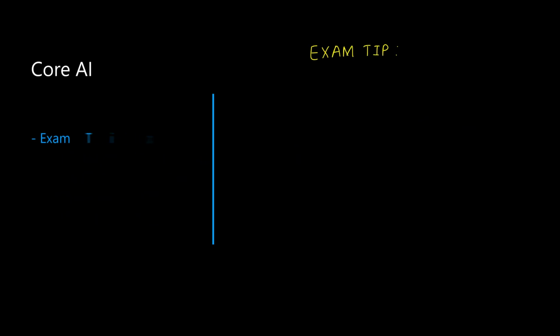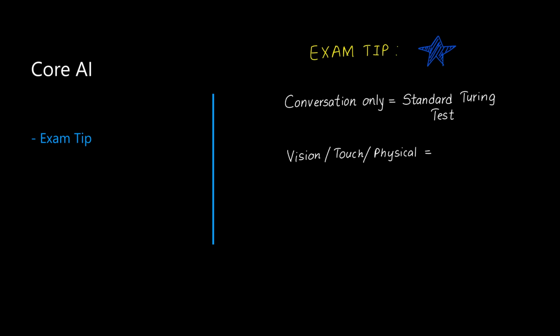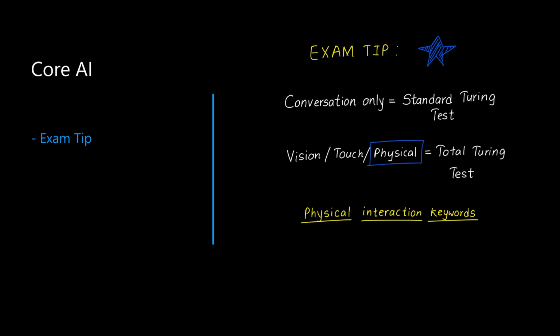On your OA, expect questions that ask you to identify which test is being described. If it's purely conversational evaluation, that's the standard Turing test. If they mention vision, touch, or physical manipulation, you're looking at the total Turing test. Don't overthink it. Just look for those physical interaction keywords.